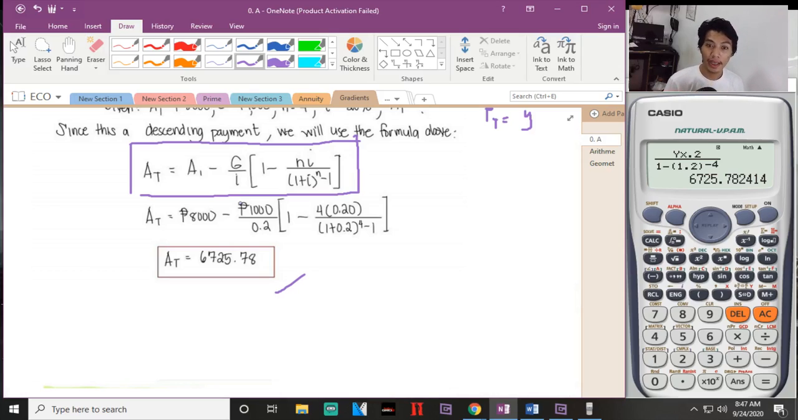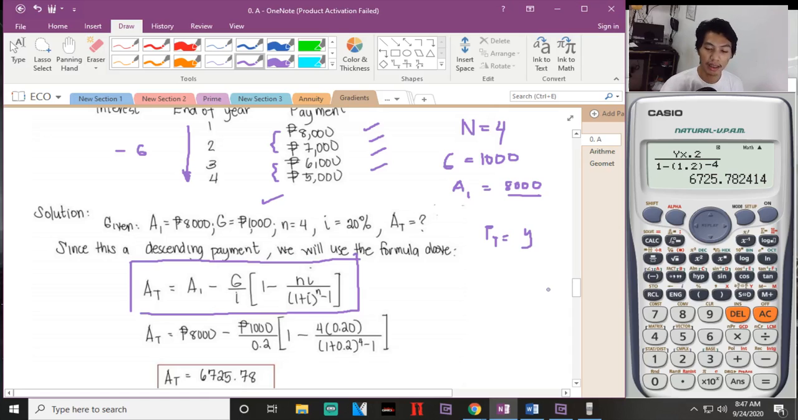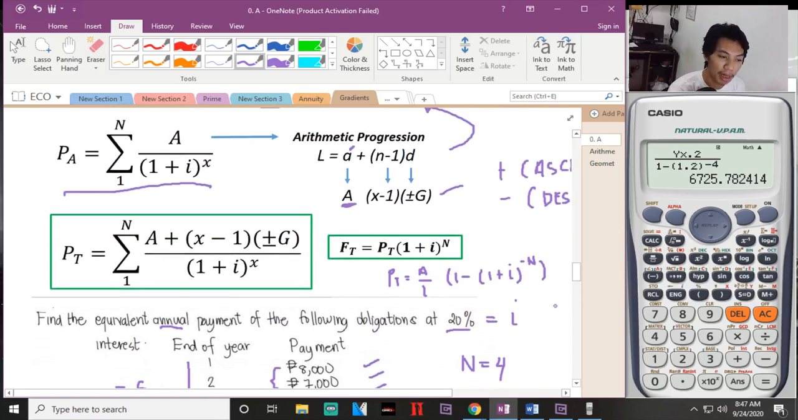And then, inilipat ko siya in terms ng present annuity. Doon sa present annuity, kinuha ko yung annuity. Ngayon, nakuha ko yung tamang sagot. You get my point? Now, that is arithmetic gradient. All you have to do is to memorize the following technique or formula, since yan naman is pwede mo isulat as is.